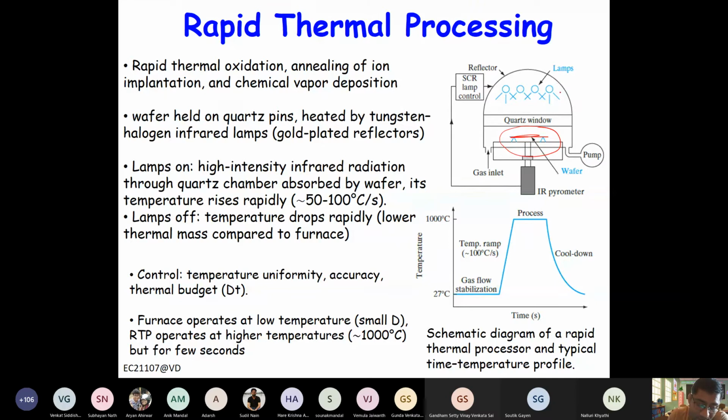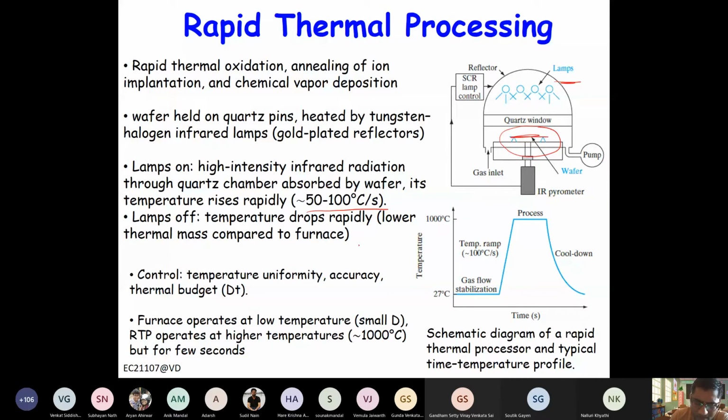These are the tungsten halogen lamps which are used to heat the wafer. So they can basically produce the heat very quickly. So the temperature can rise very quickly, at a rate of 50 to 100 Celsius per second. And then you apply high temperature for a few seconds.